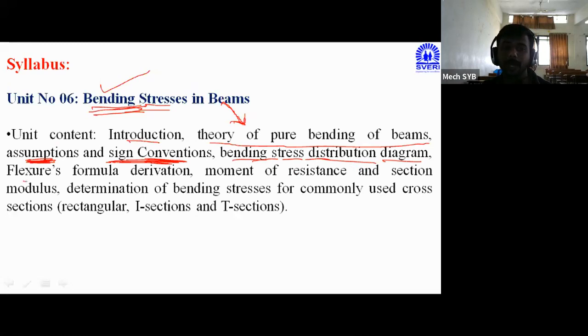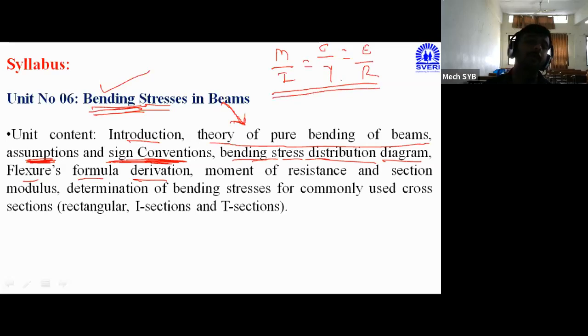Then the flexural formula. Flexural formula means bending moment formula. So this is the formula: M upon I is equal to sigma upon Y is equal to E upon R. So this formula is called the bending moment formula. And this formula is also called the flexural formula. So we have to derive this particular formula also.